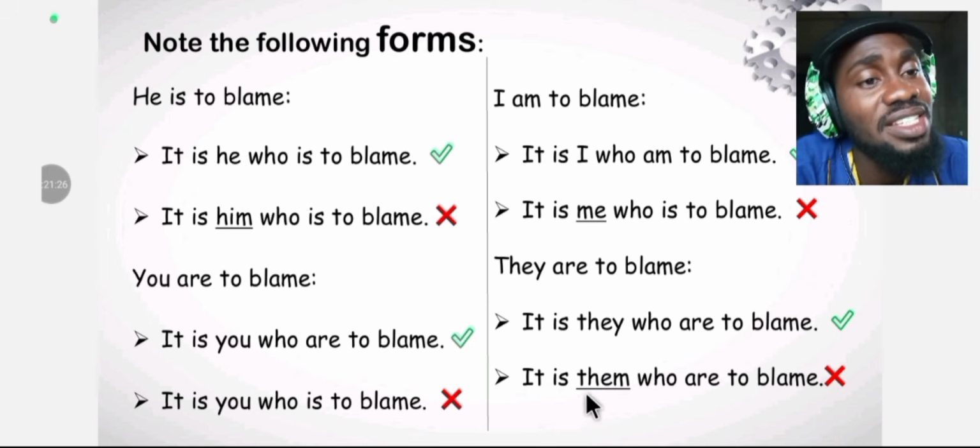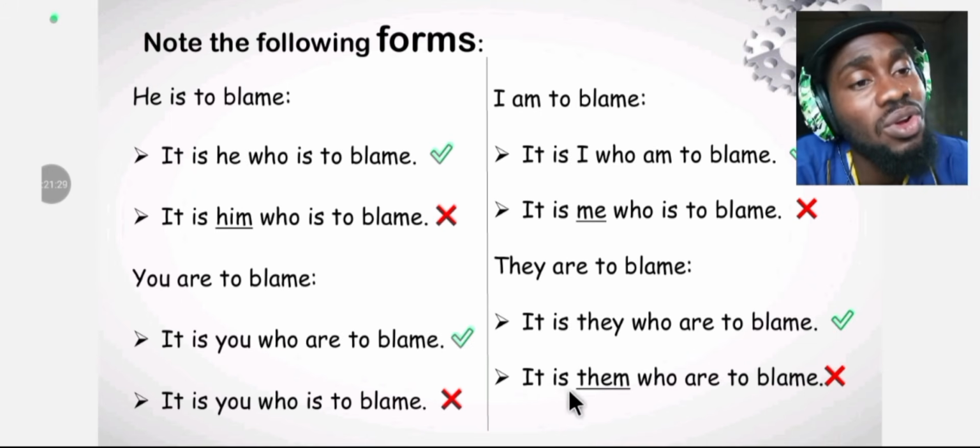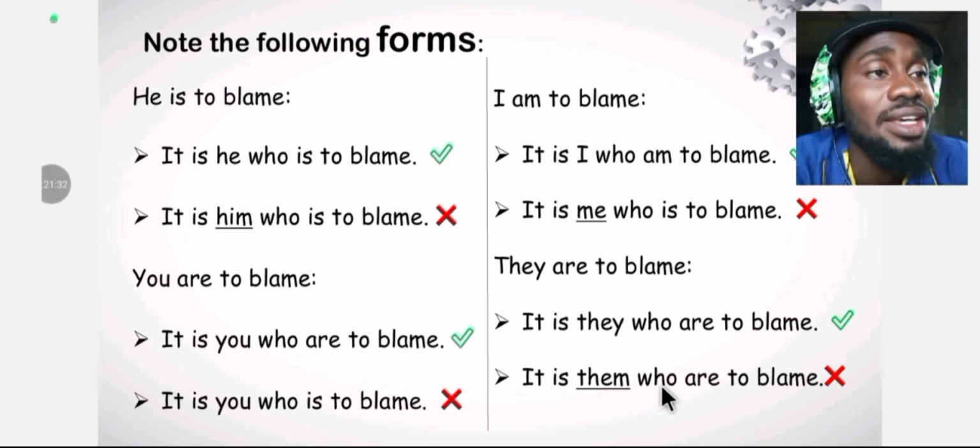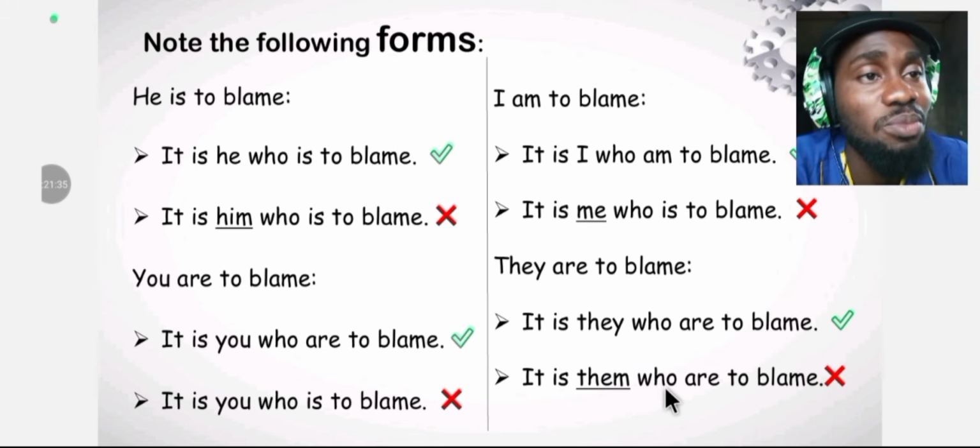Okay. The next example here says "it is them who are to blame." Wrong. Why is it wrong? Because them is an object position personal pronoun.